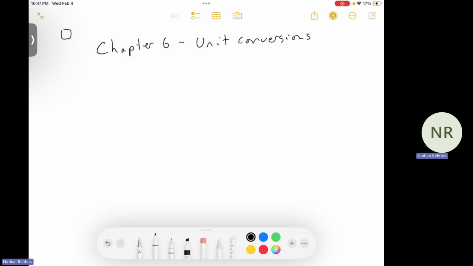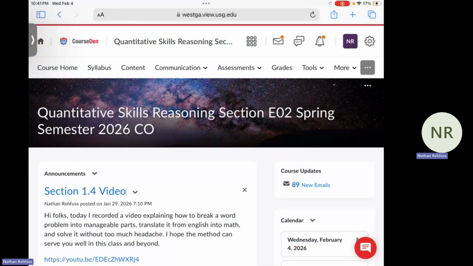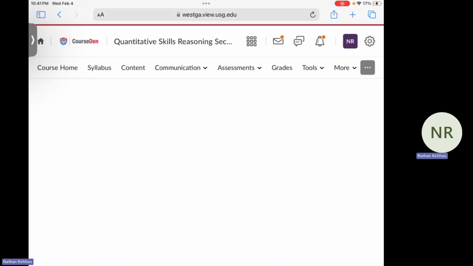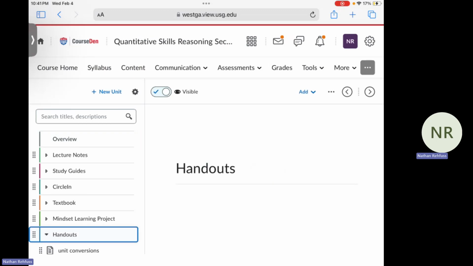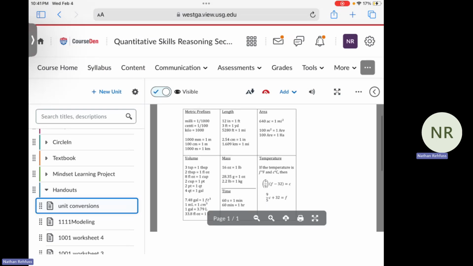Before we get started, I'd like you to head over to your course den. Here on your course den, under Content, I've got a handout that'll help you with this section. If you go to Handouts, the very first one is called Unit Conversions. This is a list of all of the conversion equations that you need to know for this section. This list will also be available during your unit test. So go ahead and pause the video and pull this up on another screen or print it out if you'd like it. And then we'll get started with the computations.